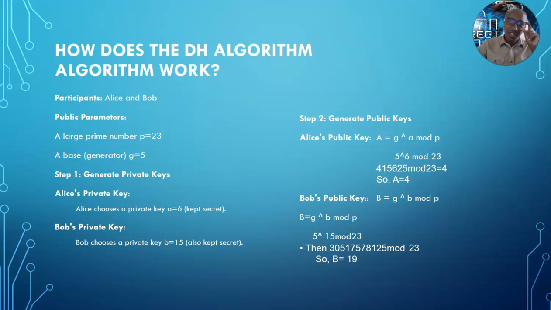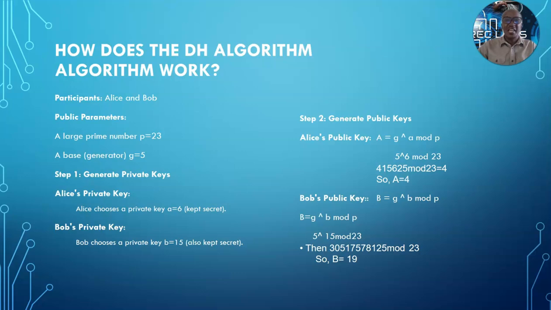This is an example, so let's look at it. In this scenario, we select the prime number to be 23 and the base, the generator, to be 5. In the first step, Aris selects a private key, and the private key selected should be less than 23. It cannot be larger than 23. So for this example, we choose 6 as the private key for Aris, and 15 as the private key of Bob.